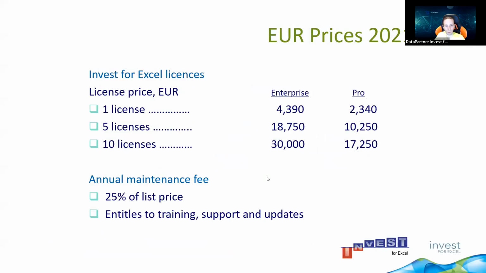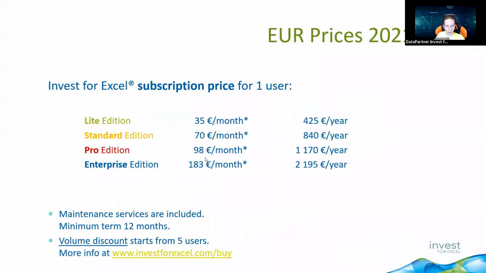By the way, if I go back one slide, the maintenance fee comes on top of these prices in case of a license. So 25% is added. The total will be a bit over 5,000 including the first year maintenance. And after that, it's just this 25% of list price per year. So it's a much smaller annual fee, but yeah, you get the idea, I think.